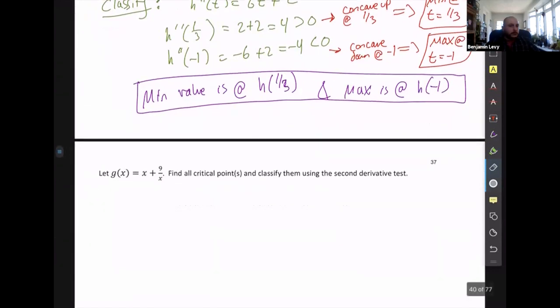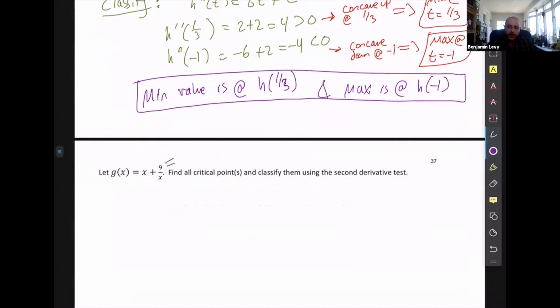Okay, so let's do this one. Same kind of idea, except now it's not a polynomial. And so the way we think about this one is the second term there is really 9x to the minus 1. And we want to do that because when we take derivatives, it just becomes a power rule if we do that, right?